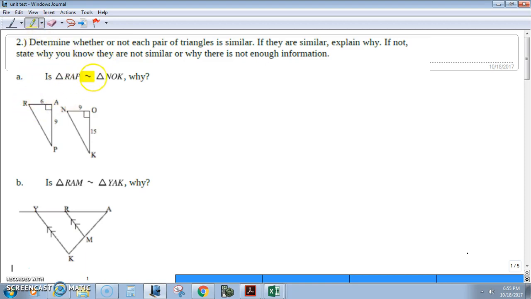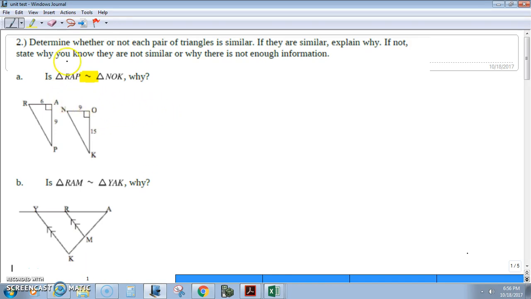And that's what this symbol means right here, is similar. Now remember, they're not congruent. Congruent means they're exactly the same size legs and the same angles. Similar means they have all of the same angles, but their legs could be different. But even if their sides are different lengths, they're still going to be proportional.